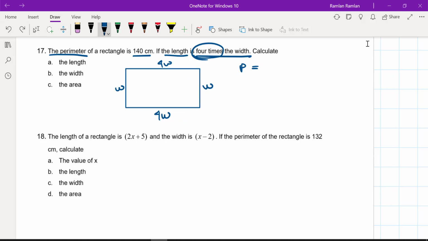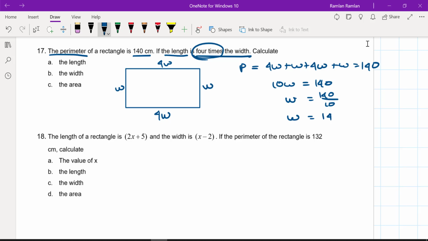So let's just add them up. There'll be 4W plus W first, plus 4W plus W, and they'll be equal to 140, because 140 is over here, right? And then add them together, they'll be 10W equals 140. So I don't really need the equal sign over here. And then a very simple algebra, guys. You only need to divide both sides by 10, right? So it'll be 140 divided by 10, and W is equal to 14. So which means that this guy is going to be 14.